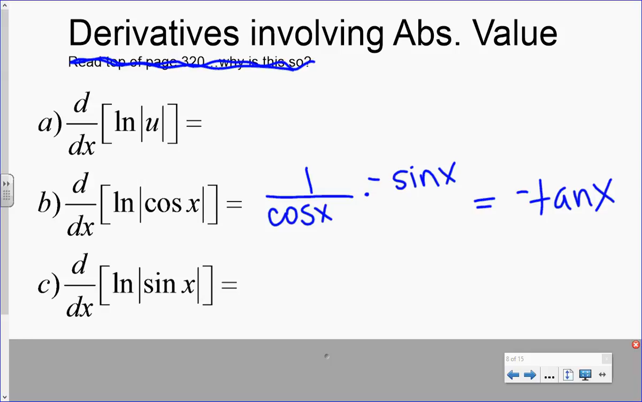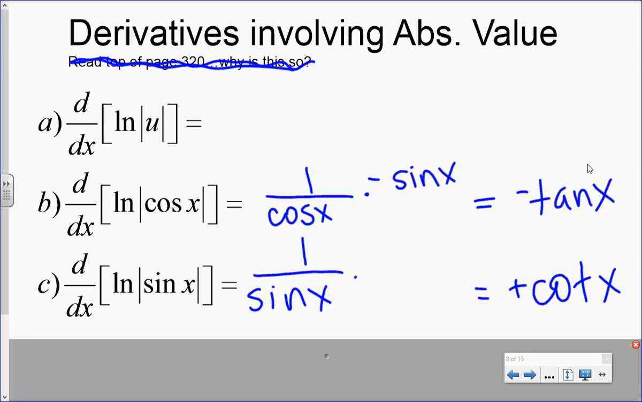Any guesses before we do the math of what the derivative of the natural log of sine would be? You're guessing positive cotangent? Okay, let's see. So the derivative, 1 over what's inside times the derivative of the inside, which is cosine over sine of x, which is positive cotangent. Look at that.